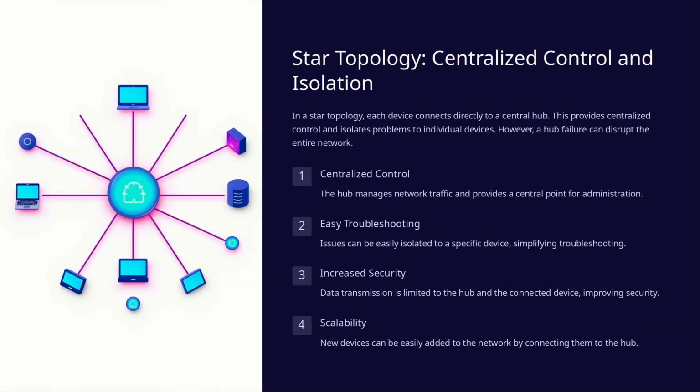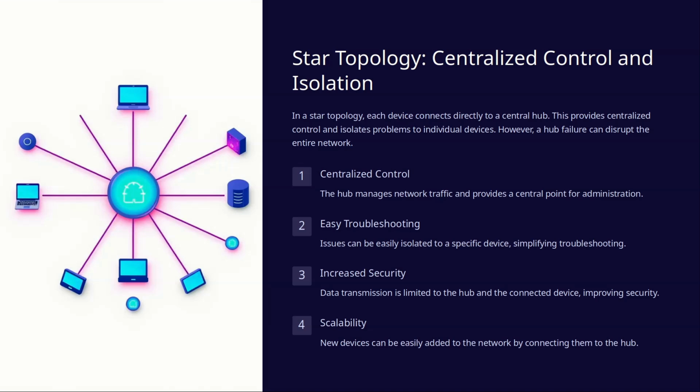Then there's the star topology. In a star topology, each device connects directly to a central hub. This allows the central hub to control and isolate problems to individual devices. However, if the hub itself fails, then the whole network goes down. So the hub manages the network traffic and provides a central point for administration.